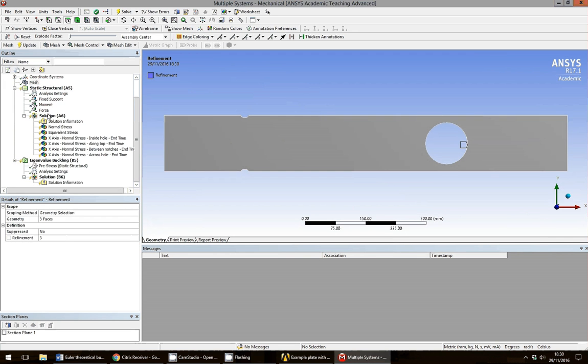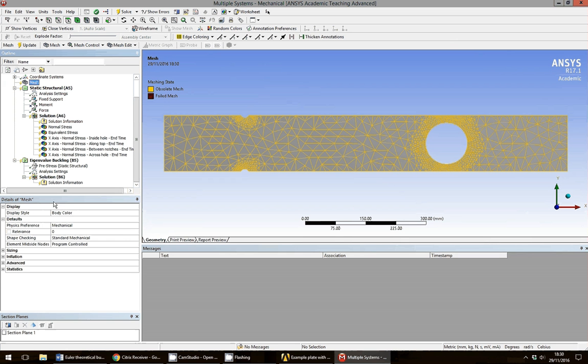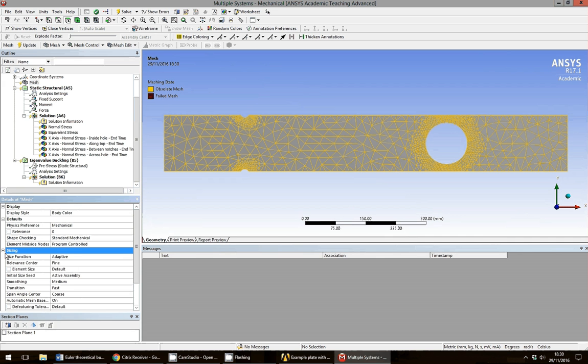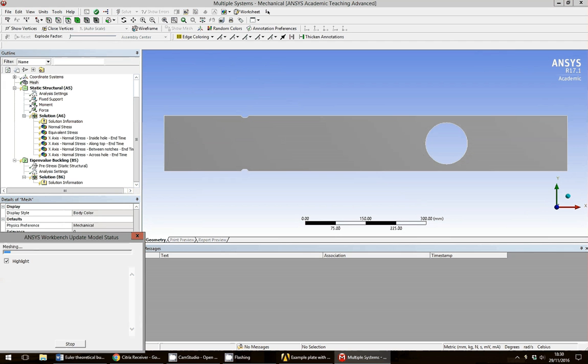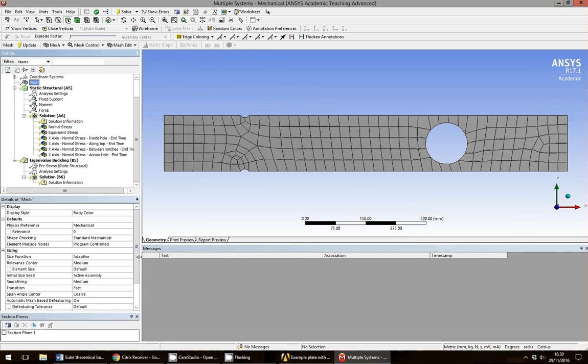Okay, as we saw with the dynamic analysis, we have to kind of force it to remesh. One way to force it to remesh is to change the size of the mesh from fine to medium, and then click on update, and it will simplify the mesh without the refinement. Just removing the refinement isn't enough. It doesn't seem to pick that up to redo the meshing.